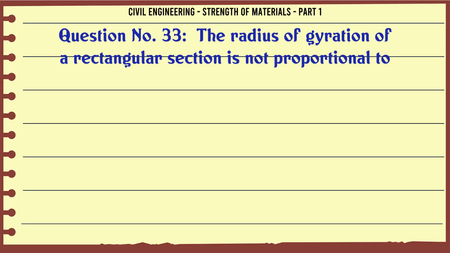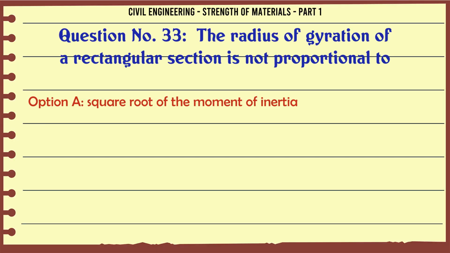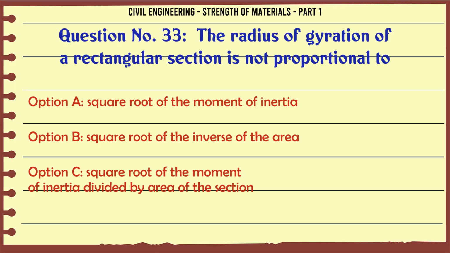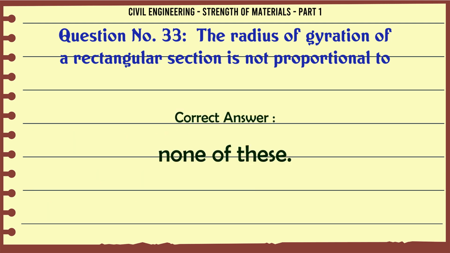The radius of gyration of a rectangular section is not proportional to A. square root of the moment of inertia, B. square root of the inverse of the area, C. square root of the moment of inertia divided by area of the section, D. none of these. The correct answer is none of these.